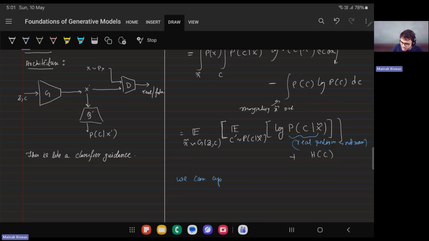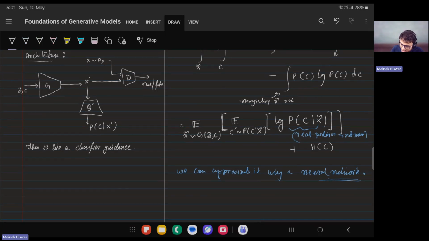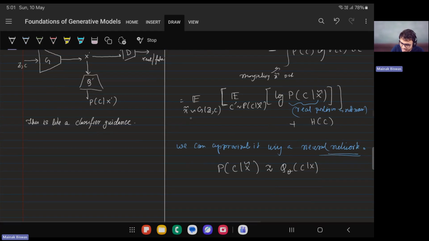We can approximate it using a neural network. So we can just get a neural network and try to approximate it. Let's say P(C given x tilde), and we'll approximate it using Q theta of C given x. There's a way of doing it: you could divide and multiply by Q theta of C.